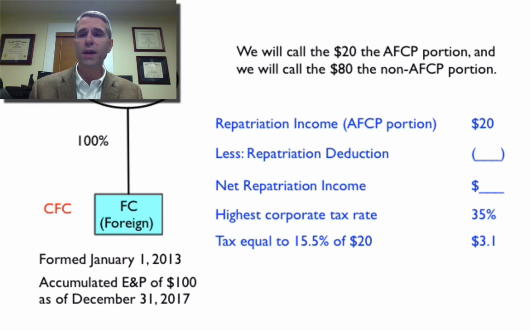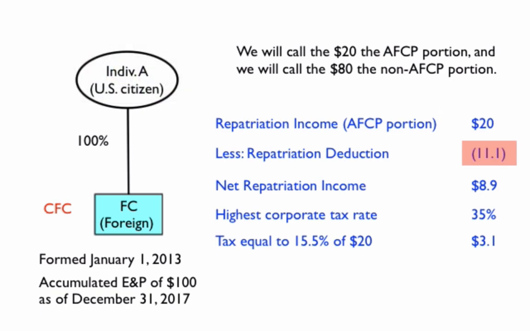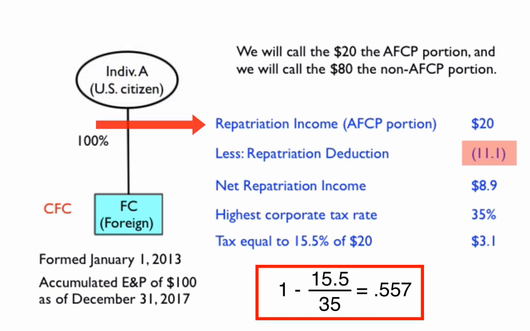So now that we have the $3.1, we can back into the numbers above. 3.1 divided by 35% is $8.9. Now that we know that net repatriation income is $8.9, we can compute the repatriation deduction. 20 less $11.1 equals the net repatriation income of $8.9. The 11.1 is a number we'll come back to. A simplified method of computing the repatriation deduction in the AFCP context is to multiply the repatriation income by 0.557.